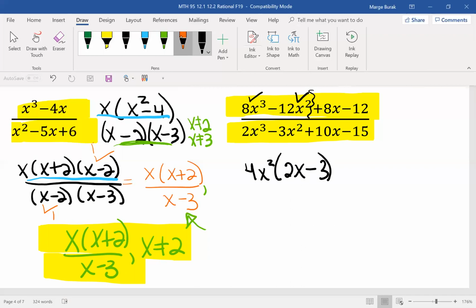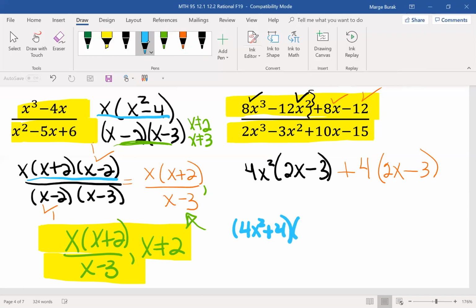And then let's look at the right side, and it looks like they both have a 4. And if I divide that by 4, I get a 2x minus 3. There's my factor by grouping. So all of that will become 4x squared plus 4 in the front times 2x minus 3. Okay. That's going to go a little bit further, but let's go ahead and do the denominator.